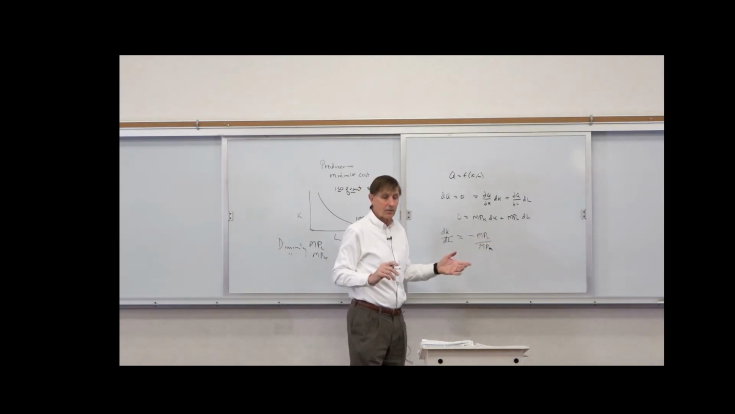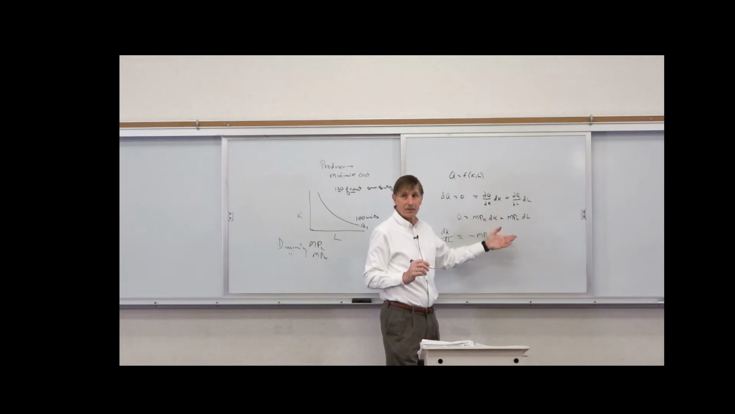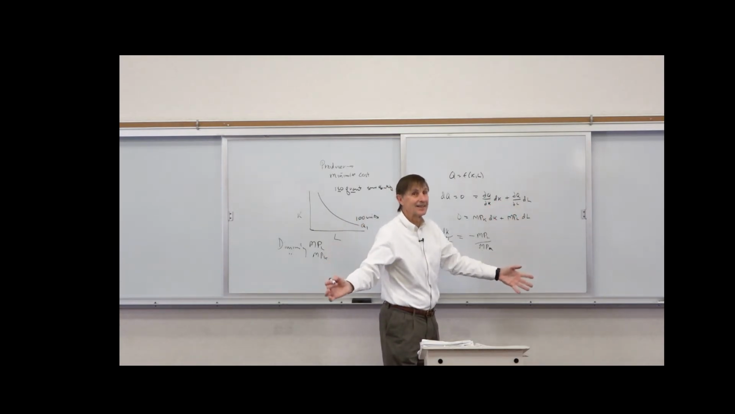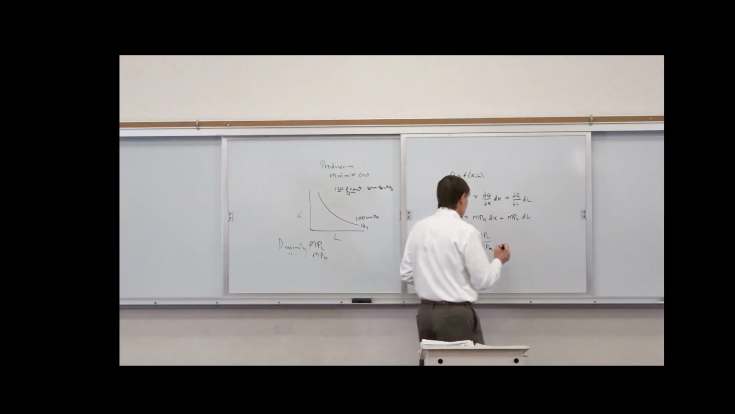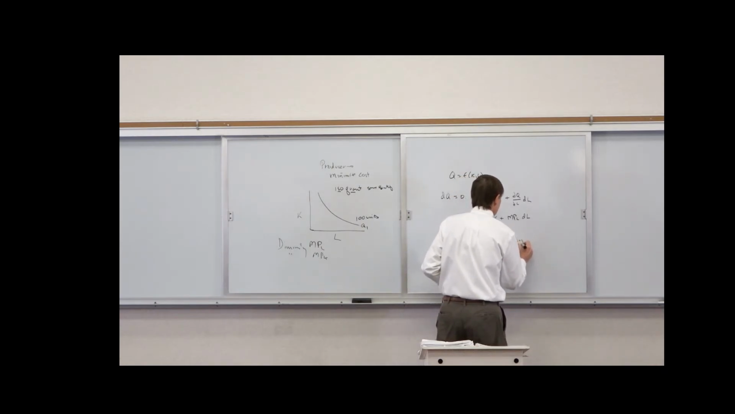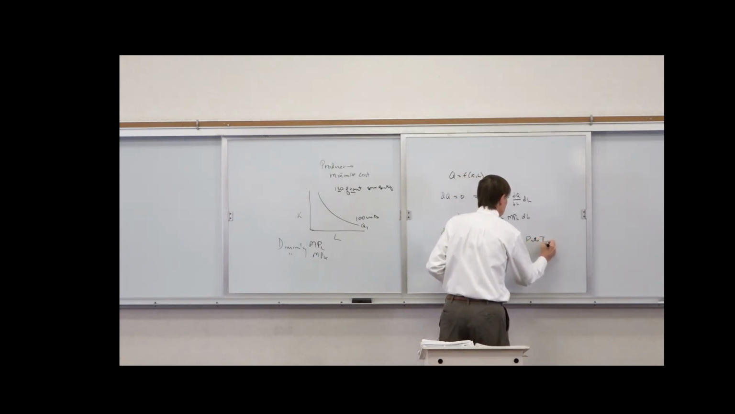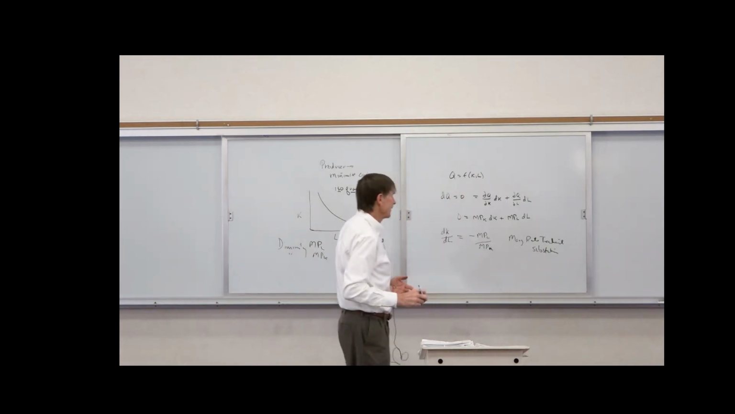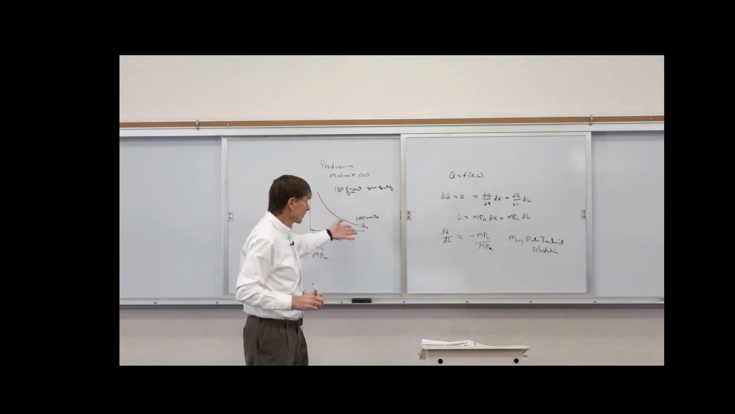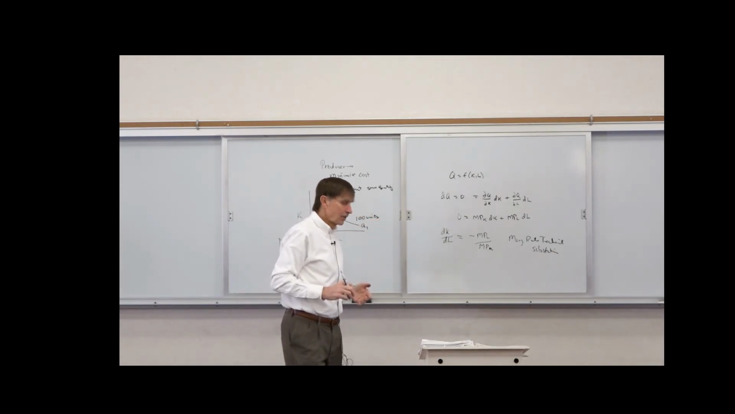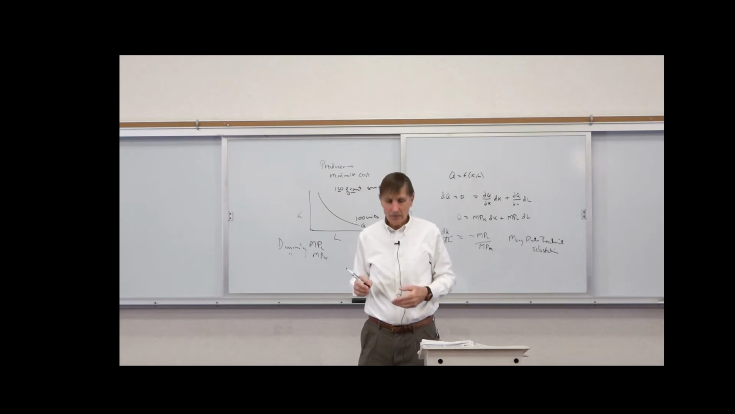Now the ratio of the marginal products is called, anybody know what that's called? Marginal rate of technical substitution, right? The marginal rate of technical substitution. That's just economic terminology for that. But basically, the slope of that isoquant is going to be equal to the ratio of the marginal products.